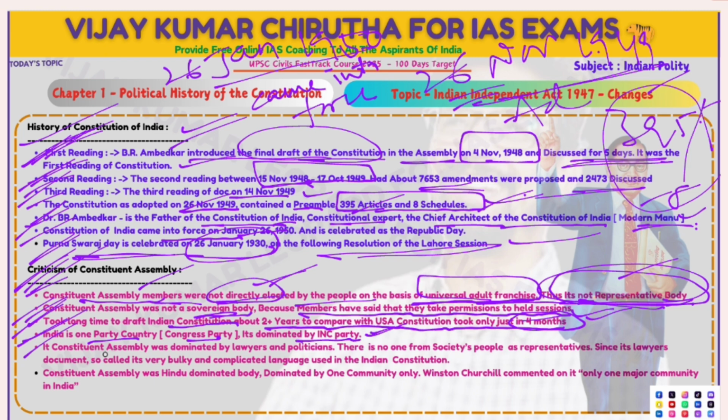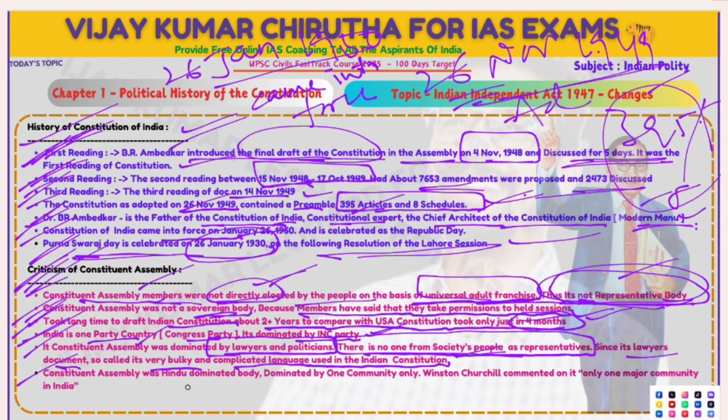The next criticism is that the Constituent Assembly was dominated by lawyers and politicians. There were no representatives from the society. Since it is a lawyers' document, very bulky and complicated language is used in the Indian Constitution. It is very bulky and difficult.